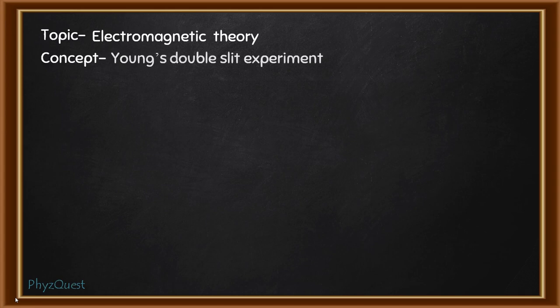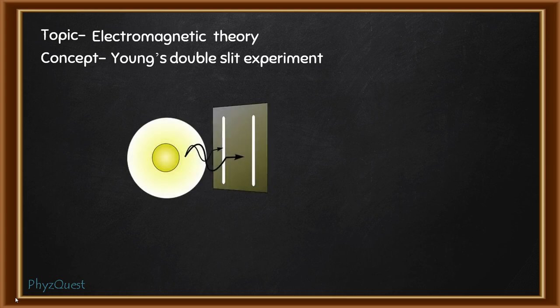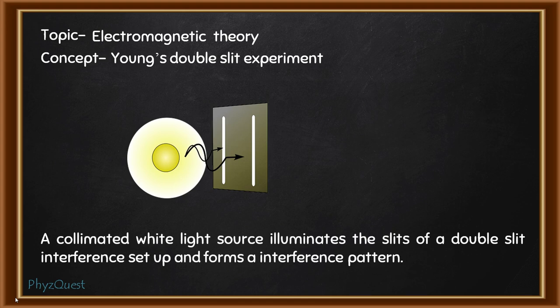So this question is based on electromagnetic theory, and the concept here is Young's double slit experiment. So first of all, what is this double slit experiment? Here what happens is, a collimated white light source illuminates the slits of a double slit interference setup and forms the interference pattern. So here some kind of fringes will be observed.